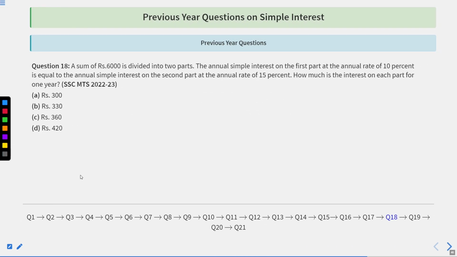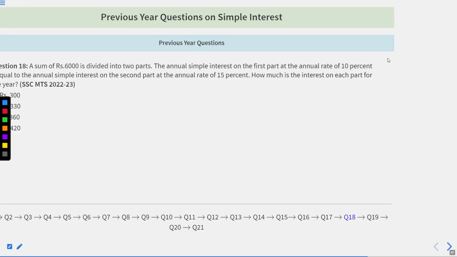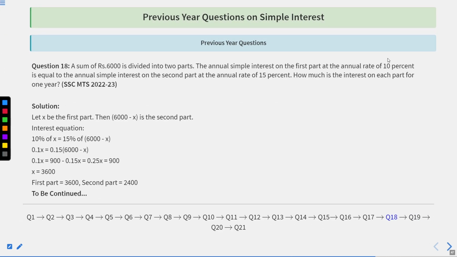Question number 18. A sum of rupees 6,000 is divided into 2 parts. The annual simple interest on the first part at the annual rate of 10% is equal to the annual simple interest on the second part at the annual rate of 15%. How much is the interest on each part for 1 year? So let us have a look over the solution.